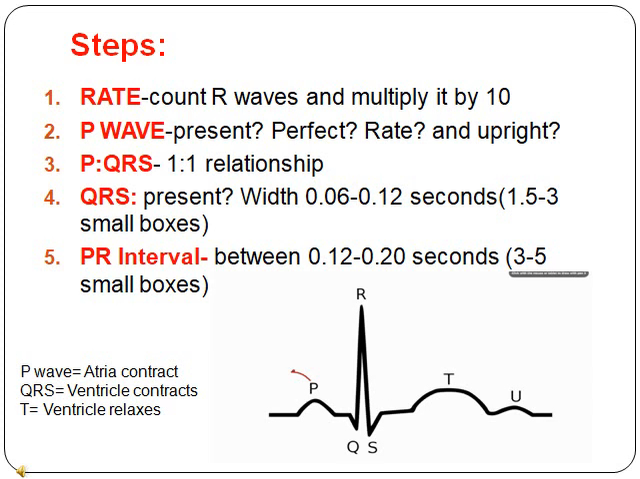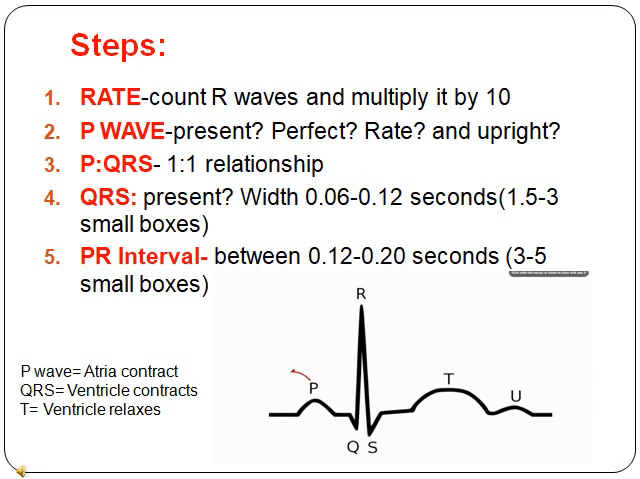So the first one is the rate. That's how fast the electrical current is going. The way to know the rate is to count the R waves and multiply by 10. An easy hint to remember this is RR: rate and R waves. As we see in this picture, the R wave is the peak. You count how many peaks you have in a 6-second strip and multiply it by 10.